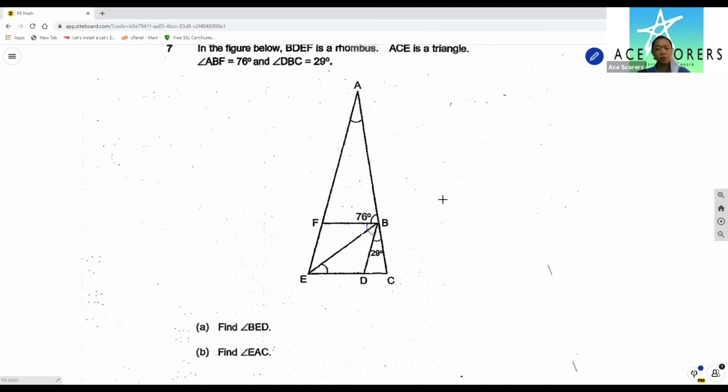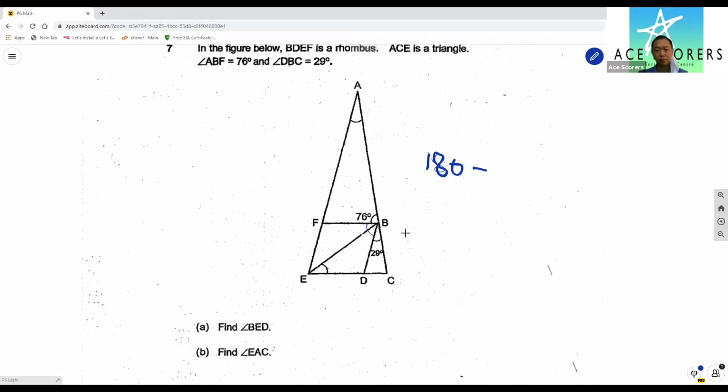Let's go through this together. Okay, so let's find this first, right? This little thing. So 180. Okay, 180 minus 76, take away 29.